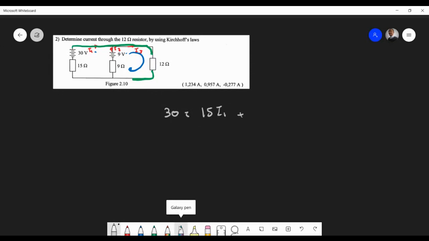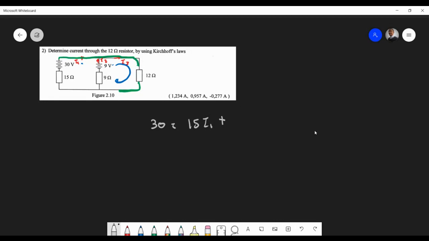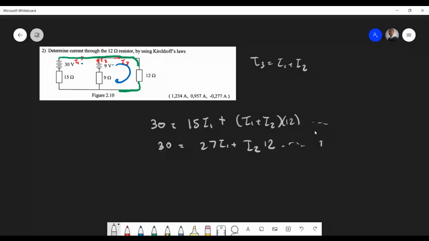And then we're going to say plus I3. I think I should do that example after this, while I'm doing Kirchhoff's, so we're in the motion of doing it. But of course I3 is equal to I1 plus I2. I hope you guys all agree with me here. So I'll say I1 plus I2, and that's going to be 12. Okay, that's loop one. I'll clean this up, so I'll get 27 I1 plus I2, equals 12, and that's going to be our first equation.